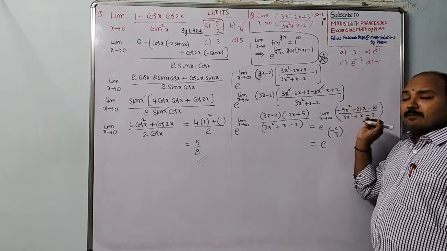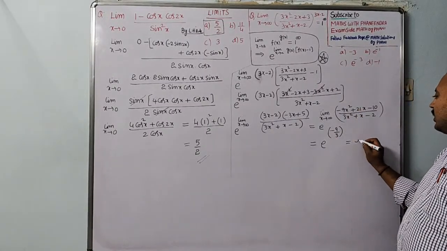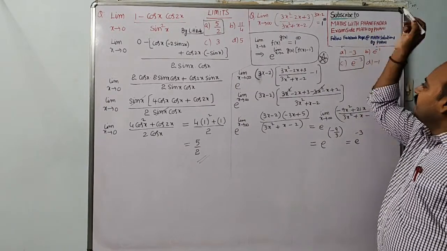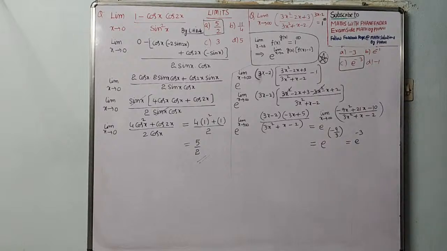Both degrees should be the same, dear students. Then only we can apply. So e power minus 3. So e power minus 3 is there in the third option, dear students. We'll move to another question. I hope you understand.